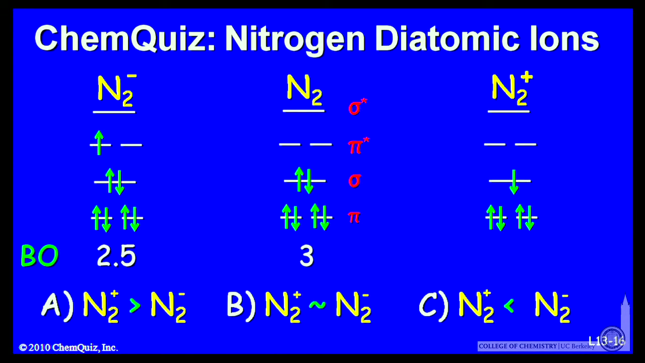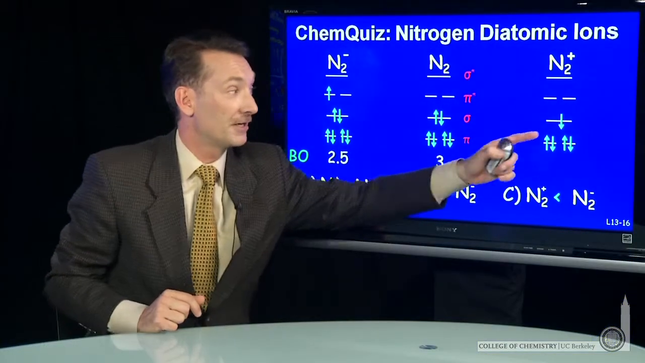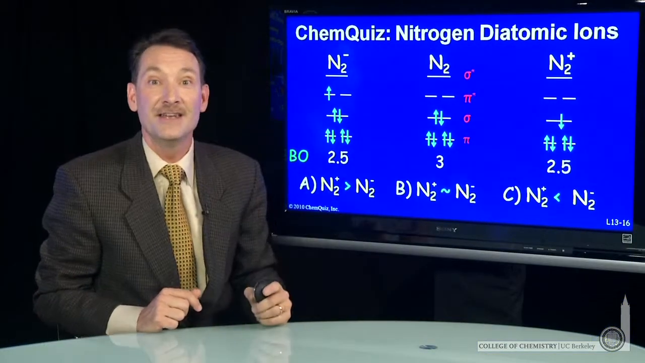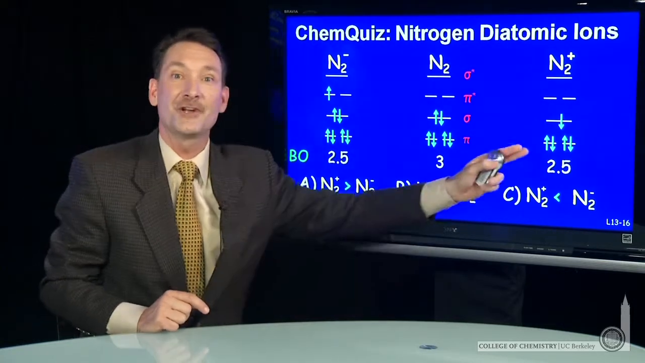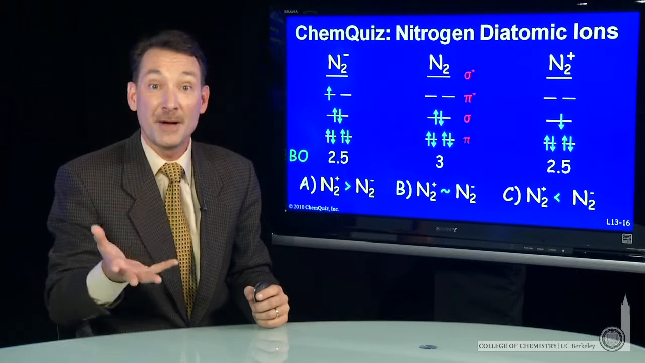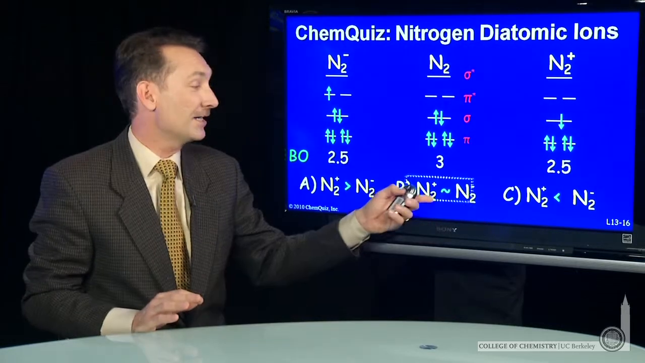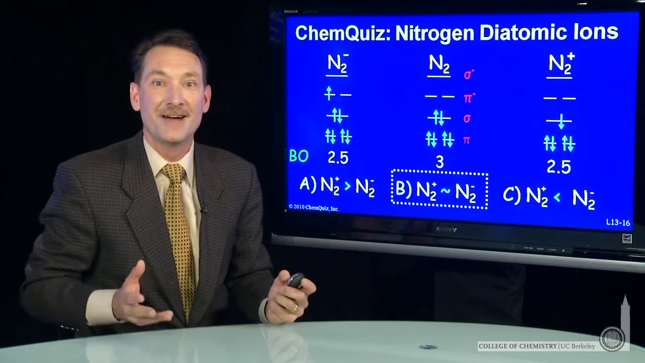How about ionization? If I lose an electron from N2, I lose a sigma bonding electron. And you'd predict that would reduce the bond strength. And if you calculate the bond order here, again, 2.5. But interestingly, both electron capture and ionization reduce the bond order of nitrogen by about the same amount. So you'd predict that the bond strengths of N2 plus and N2 minus are about the same.